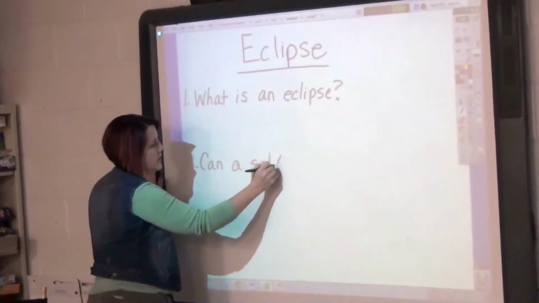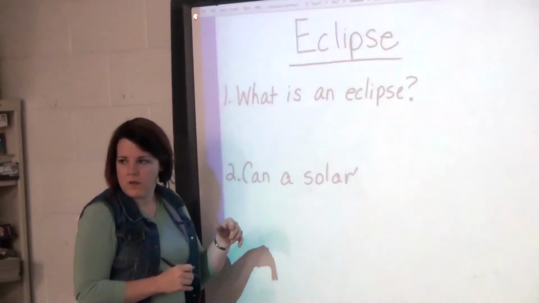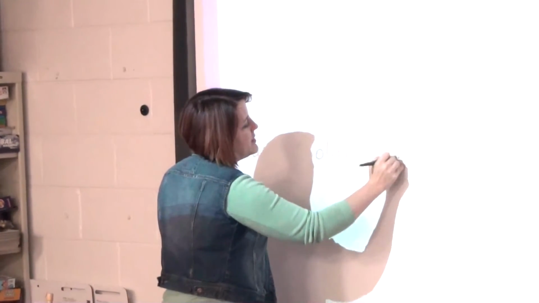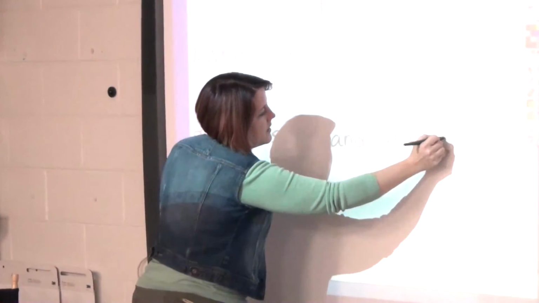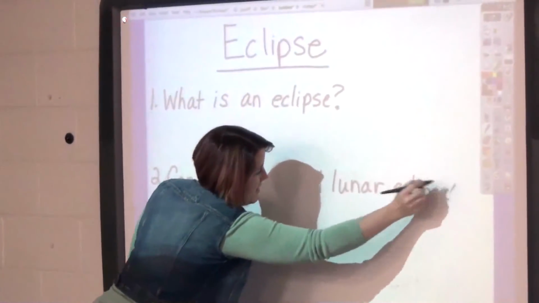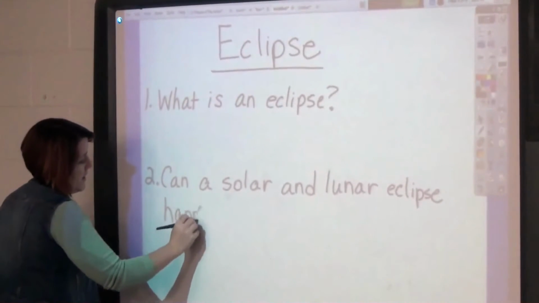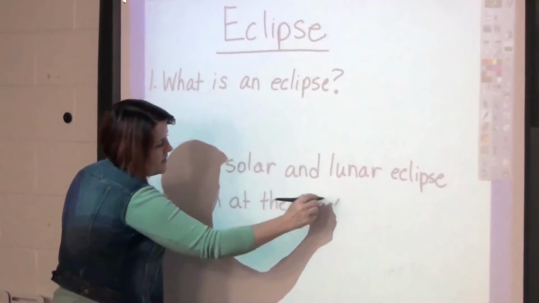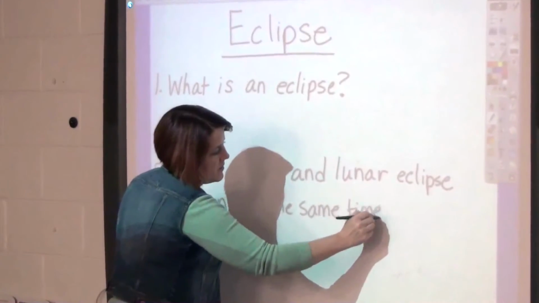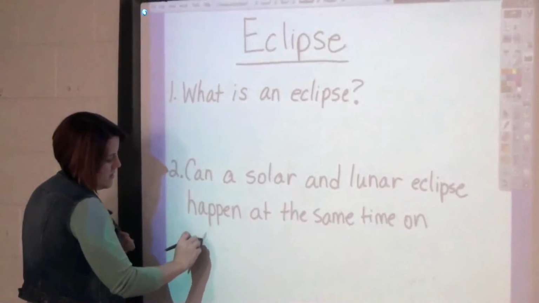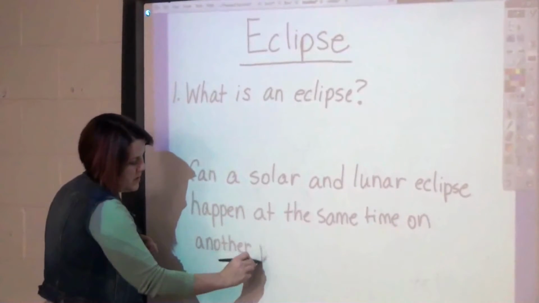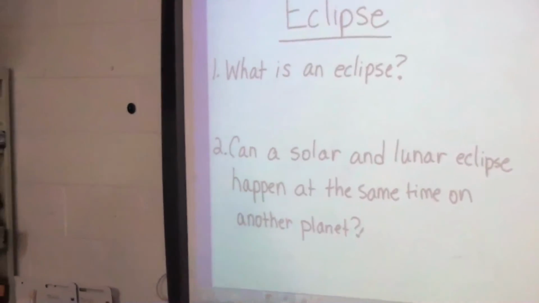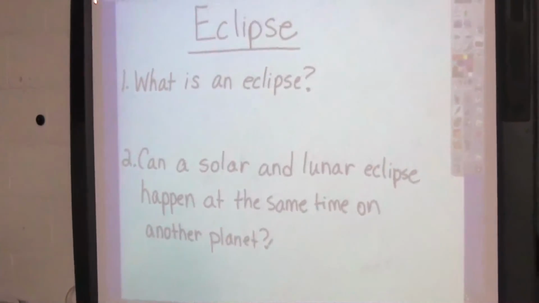So I'm assuming that there are two kinds of eclipses at least, it looks like. He mentioned two. Happen at the same time on another planet. What planet were you thinking of? Maybe Saturn or Jupiter. Saturn has the most moons, and especially Titan. I think that can cause eclipses because they could be in front of the sun. Oh. So since there are so many moons, maybe there's more of a chance.